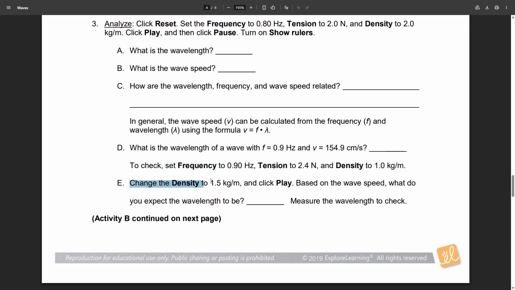That says change the density to 1.5 grams per meter and click play. Based on your wave speed, do you expect the wavelength to be, and then measure the wavelength to check. So you can guess on this one, is it going to be larger than 3D, or is it going to be less than 3D? So let's go ahead and check it.